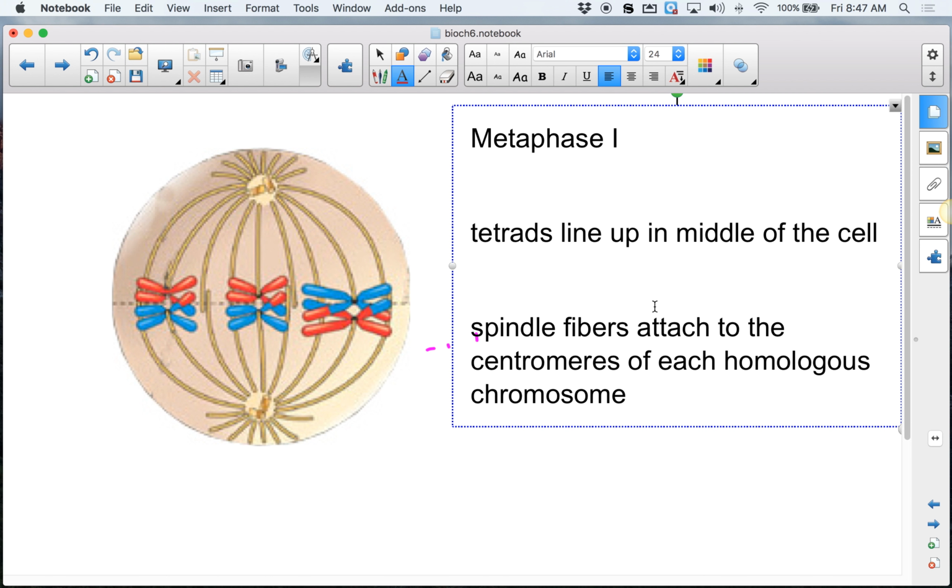Okay, so just like metaphase in mitosis, we have things that are lining up in the middle. But just to make sure we understand the distinction, the next picture I'm going to show you, we're going to compare metaphase 1 of meiosis, which we're looking at right now, back to metaphase of mitosis and see the difference.